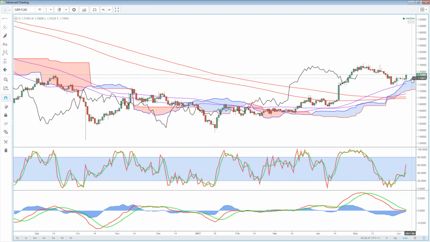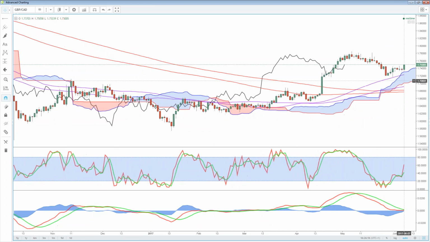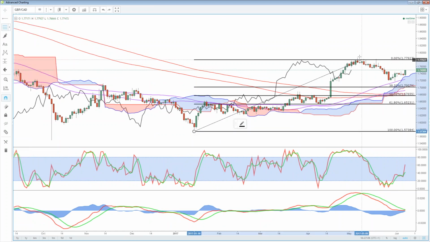The only difference with the price action currently trading around the cloud, we broke above the cloud here into bullish territory. Here we looked as though we were in a very good move. We've come back towards the cloud here, and at the moment we're finding support on the top of the cloud, which would suggest markets are a little bit optimistic.